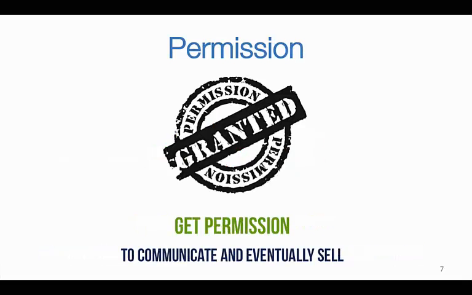Next is permission. As I said, with inbound marketing, what you're doing is you're putting content out there to attract people. So people are self-selecting to come to you and say, yeah, I want your content. I would like to read your book. I would like to watch your series of videos. I would like to read your white paper, whatever form of content it is. You are getting people's permission to communicate with them by giving them that content.